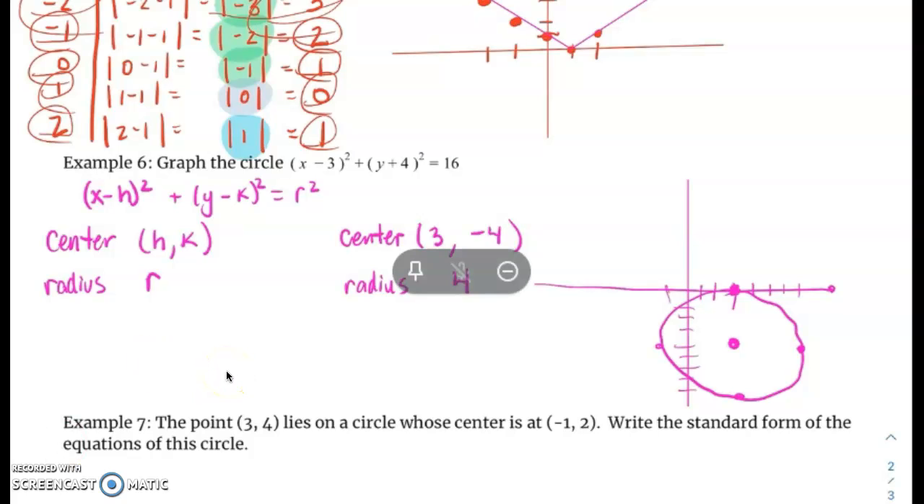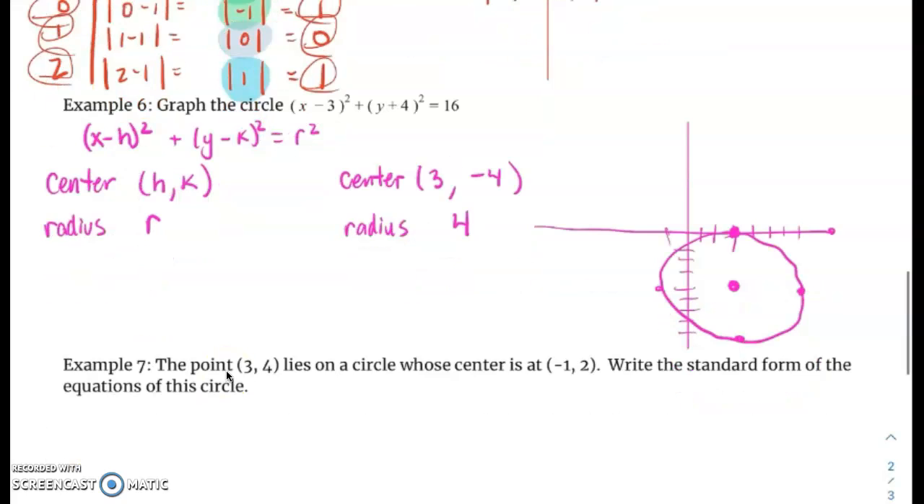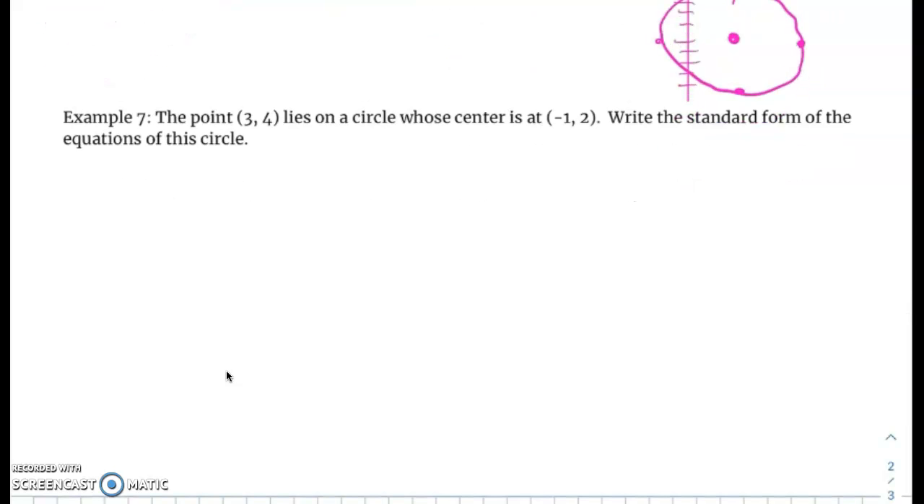All right, example 7. They give you a little bit different information. So we've got a point (3, 4) that lies on the circle, whose center is (negative 1, 2), and they want us to write the standard form equation of the circle. So let's write down our standard form. And let's just see what we have.